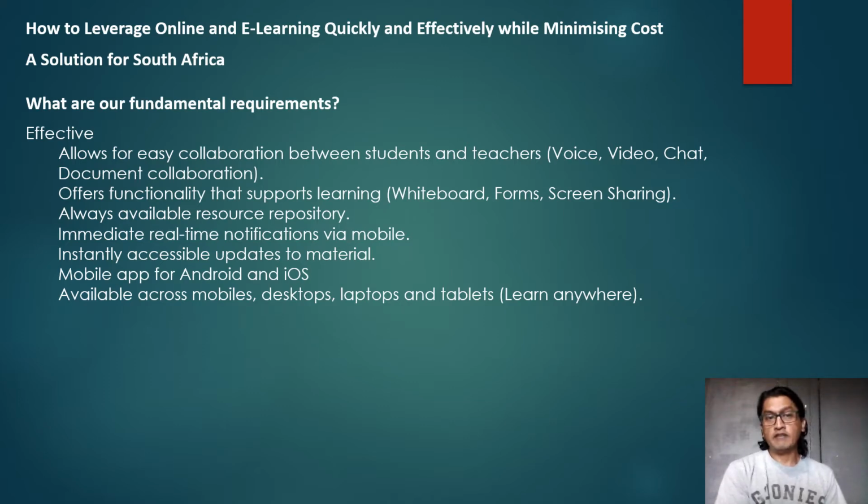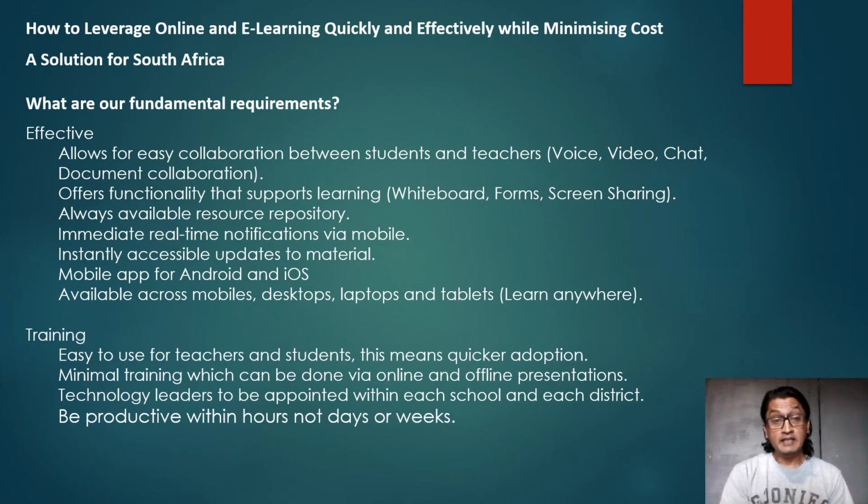Obviously, we don't know what devices a student will be using for access, so it needs to be universal. It needs to be available across all platforms, mobiles, desktops, laptops, and tablets, so that students can learn anywhere. In terms of training, this is something else that's important for us to look at. We need the system that we choose to be easy to use for teachers and for students. What this will mean is quicker adoption. Extensive training means you lose time, but it also means that the participants are less likely to adopt a system if it's difficult to use or if it takes extensive training.